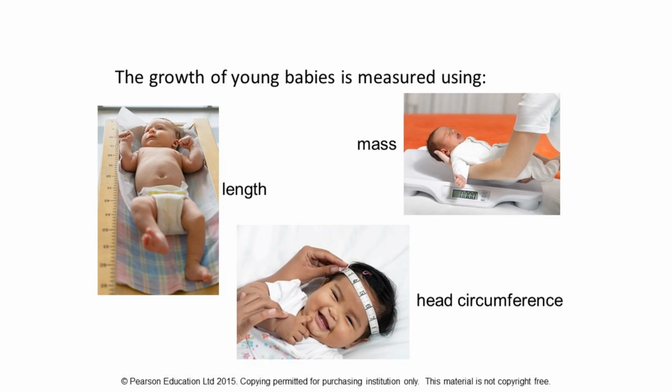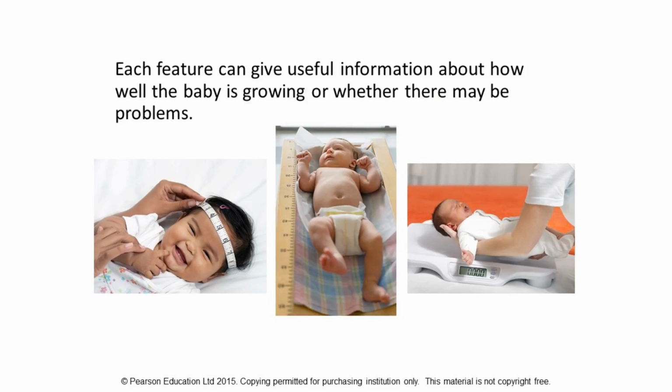So in exactly the same way that you could measure the growth of a kitten by measuring either its mass or its length, you can also track the growth of a baby by measuring the mass of the baby on a weekly or monthly basis, or the length of a baby. We also take measurements of head circumference to indicate healthy growth. Each of these three ways of measuring growth in babies gives us useful information about how well the baby is growing and developing, and can indicate whether there are any growth problems with the baby.